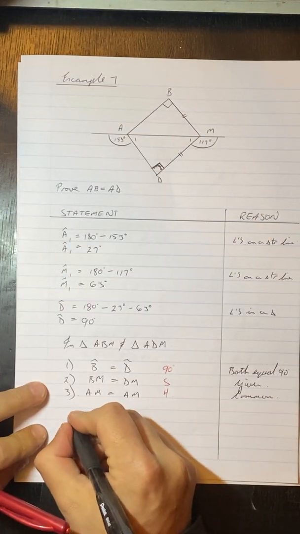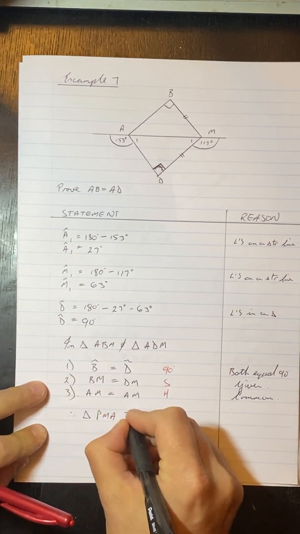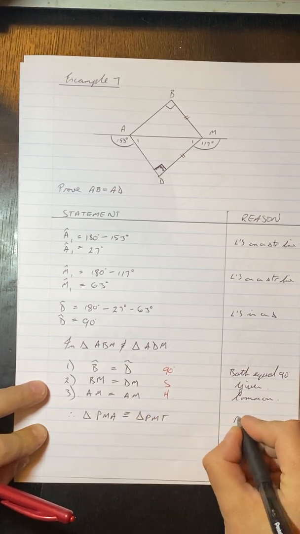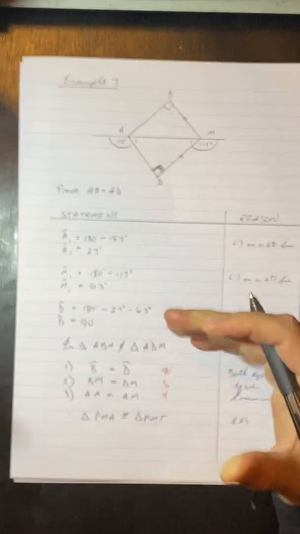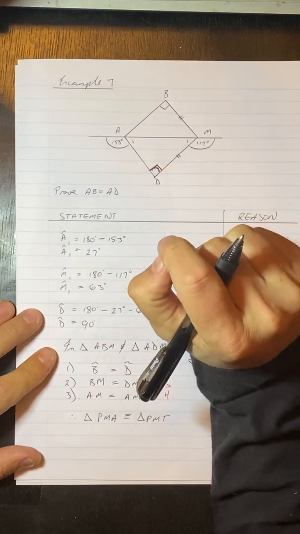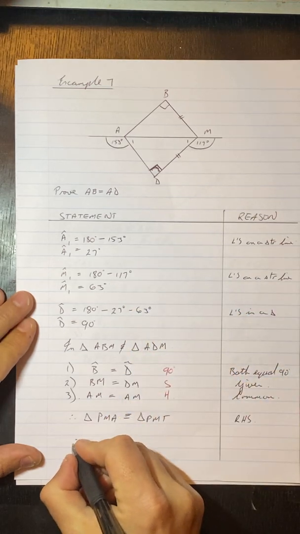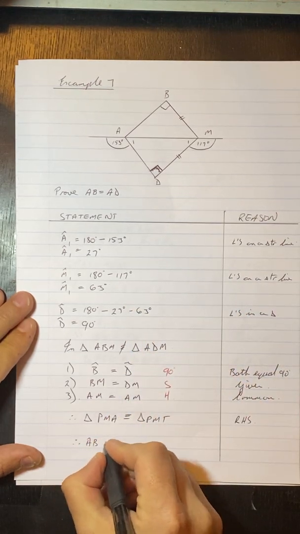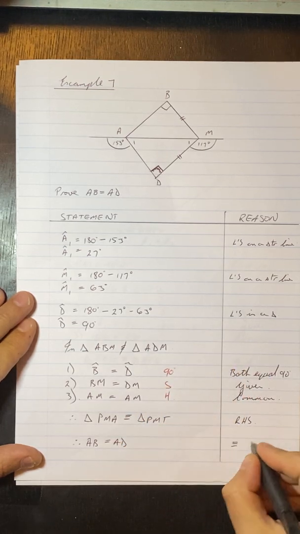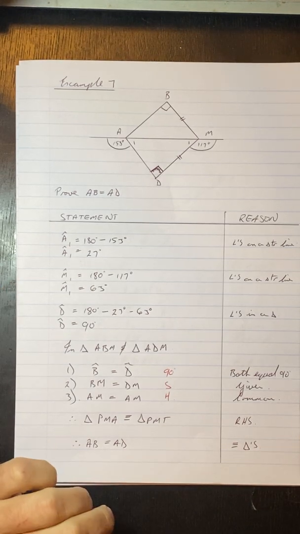Therefore, triangle ABM is congruent to triangle ADM. And our reason, RHS. Now, grade 9s. Because we've proved that these two triangles are congruent, it must be that AB equals AD. Okay? Therefore, AB must be equal to AD because they're congruent. All right? So our reason is congruent triangles because the two triangles are exactly the same.